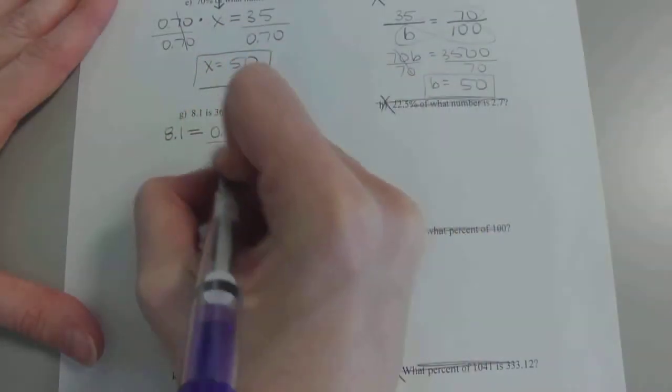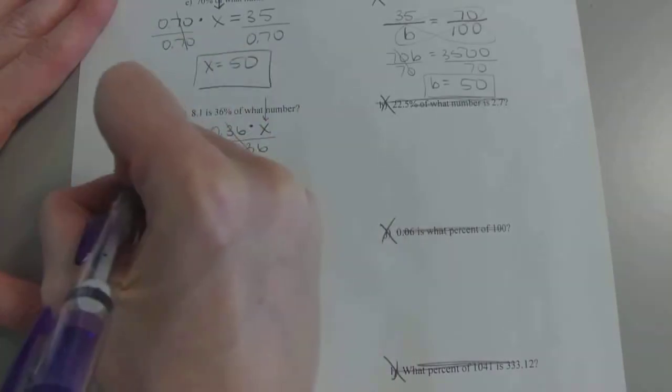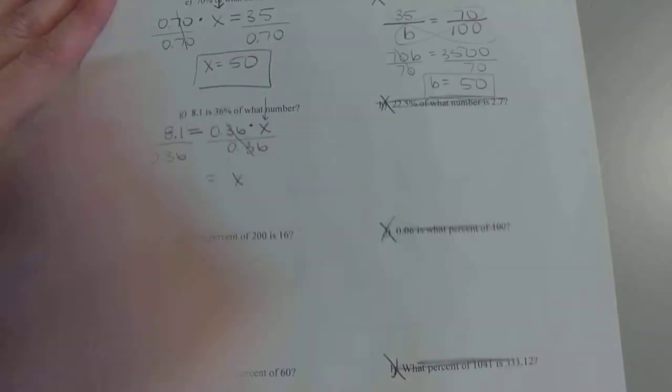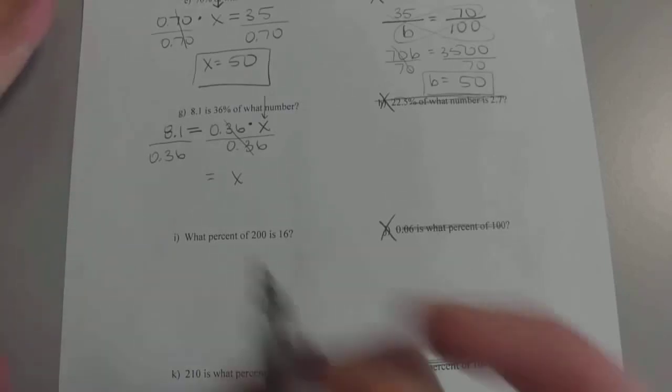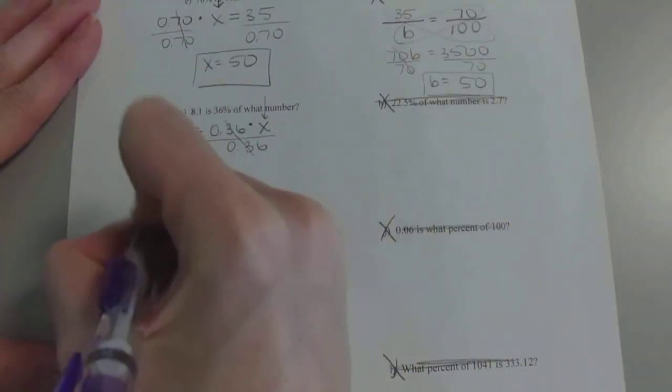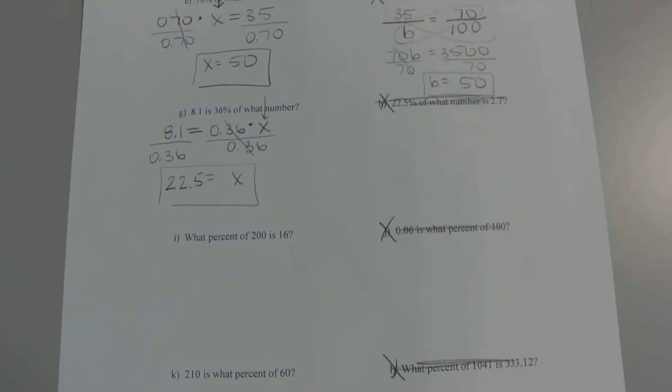So what do we need to do to get x by itself? Divide both sides by what? By 0.36, okay? Because over here, when we divide by 0.36, we're left with x. And over here, what's great is we just throw that in our calculator. We don't have to do decimal division anymore. So what's 8.1 divided by 0.36? 22.5. What does that mean? It means 8.1 is 36% of 22.5.